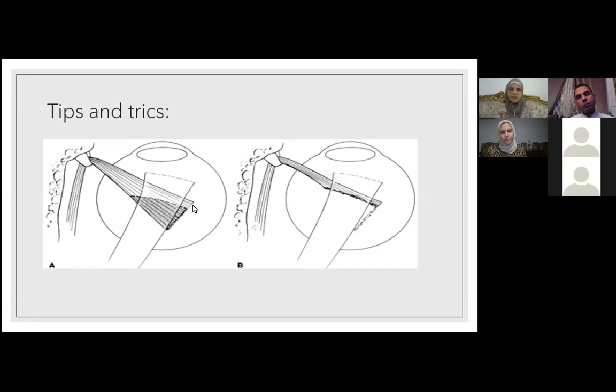Regarding the tenectomy, you will leave about 1/5 or 1/4 of the muscle only, and the rest of it will be cut. So what are the results of the surgery?